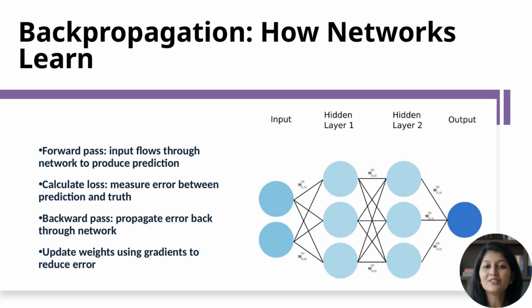Next, we calculate loss, a number measuring how wrong the prediction is. For classification, this might be cross-entropy loss. For regression, mean squared error. The loss is a single number summarizing the model's mistake on this example.